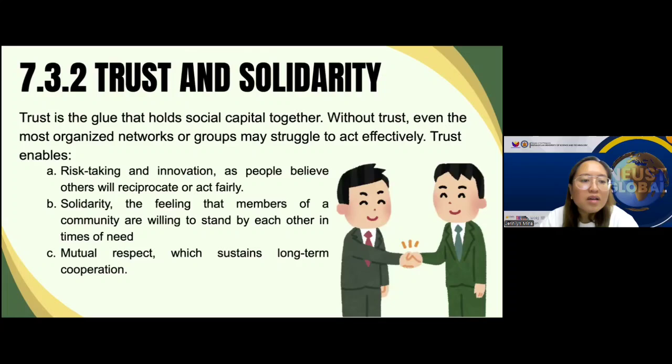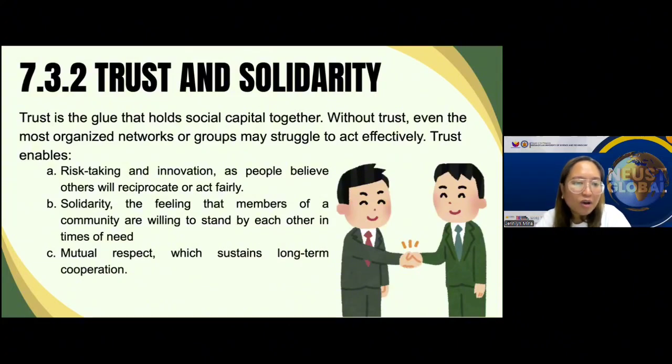So why do trust and solidarity matter? Because it encourages risk-taking and innovation. People are more open to new ideas when they believe that others will be honest and fair. Aside from that, it builds solidarity. Communities with trust are more likely to stand together and support one another in times of need. It promotes mutual respect. When people respect each other, cooperation lasts longer and relationships grow stronger.